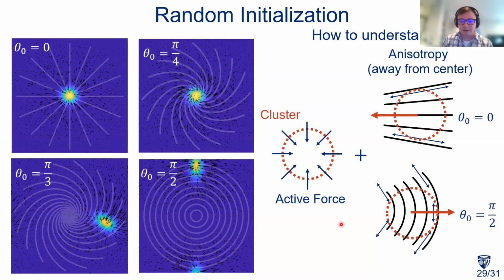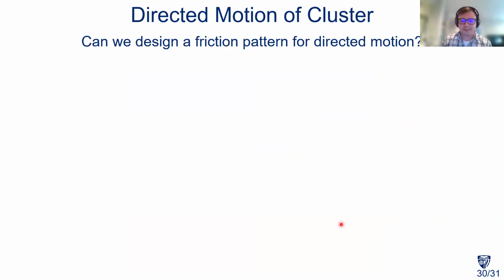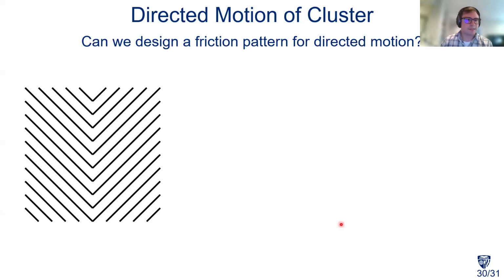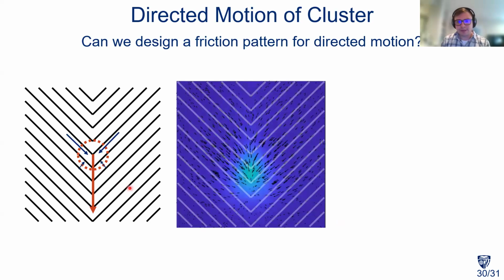And so we wanted to play with that a little bit and use this principle to design a friction pattern for directed motion. The simplest thing we came up with is this V-shaped friction pattern, where now, again, if you overlay the cluster on it, you should have a larger active force in the back than in the front and predict motion going downwards. And when we simulate it, of course, we get this directed motion, which will go here. The boundaries are periodic, so it'll just keep going forever and ever.